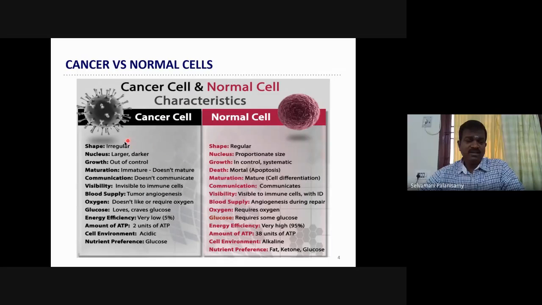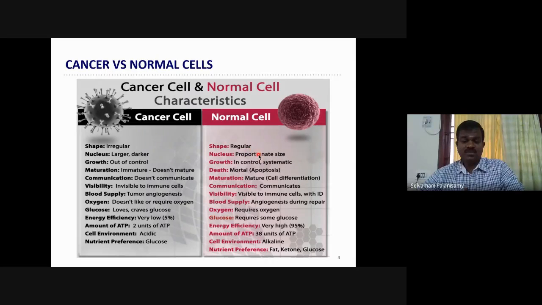So we all know the cancer characteristics. It has irregular shape, it is more or less darker, and the growth is out of control. It is immature, it doesn't communicate, and it is invisible to immune cells. Mostly the blood supply is through angiogenesis, and it doesn't require oxygen. This is one of its worst criteria, and it craves glucose. It derives energy from glucose, and it is very inefficient at energy production, requiring only 2 units of ATP. It has an acidic environment.